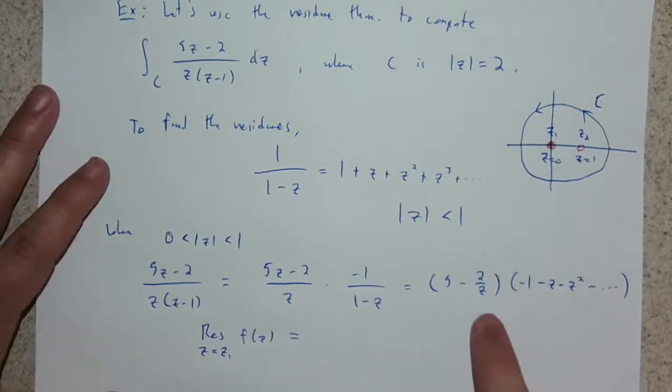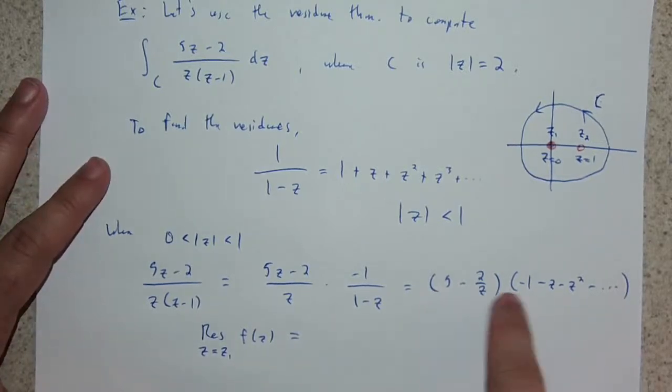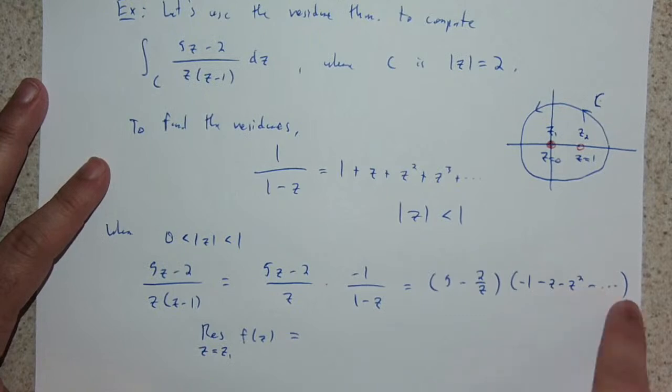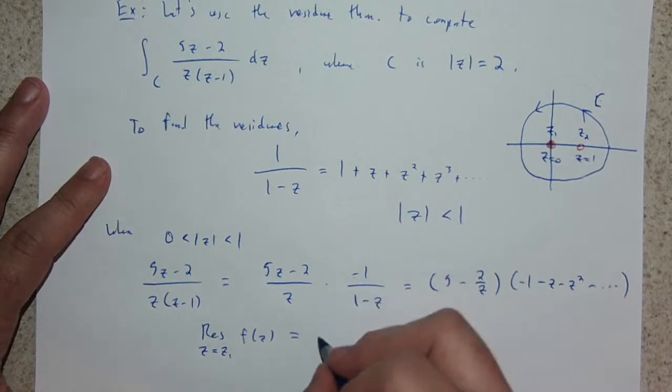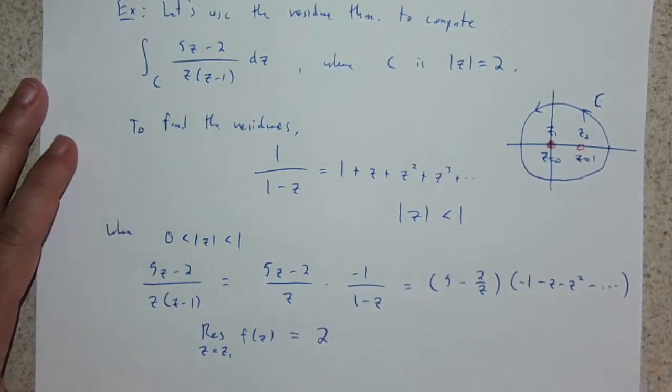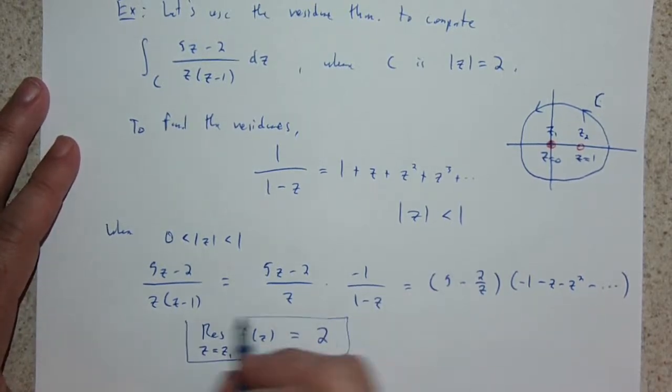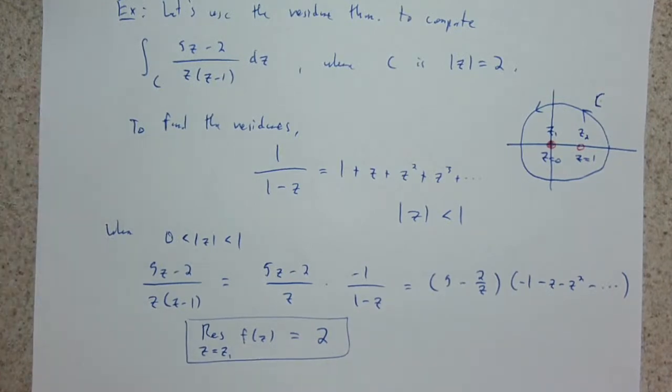Well, here I'm multiplying through by 5, and there's nothing but positive powers of z. Here, the only power of z to the minus first that I get is when I multiply minus 2 over z times minus 1. So that's 2 over z. So this is 2. So that's the first residue.